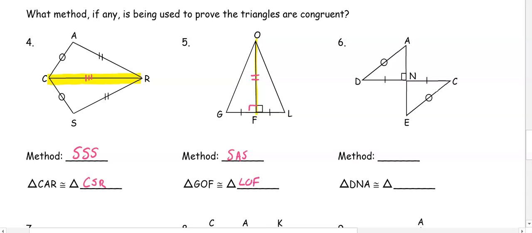In number 6, we can't use reflexive property because we don't have any shared sides, but we do have vertical angles. So if this is a right angle, this is also a right angle. So now I have to decide, is this going to be side angle side or is this going to be something else? So side angle side, remember, has to have the angle between the sides, which this is not. So my only saving grace is, do I have a right triangle? Which I do. So this would be my leg and this would be my hypotenuse. Remember, you can only use RHL if it's a right triangle. So this is RHL or HL is fine. So triangle DNA is congruent to CNE.